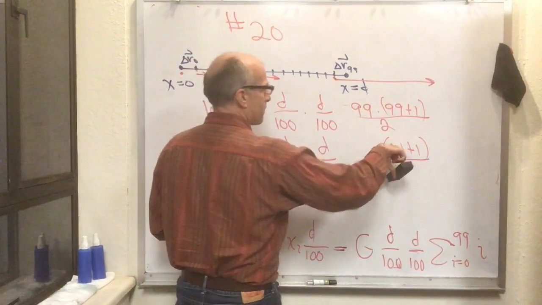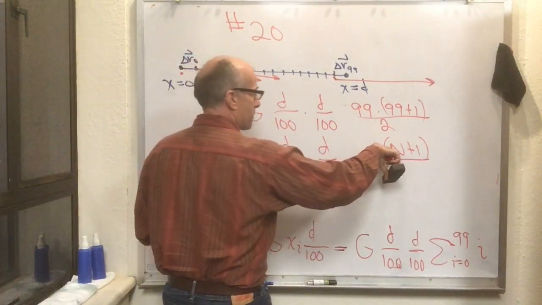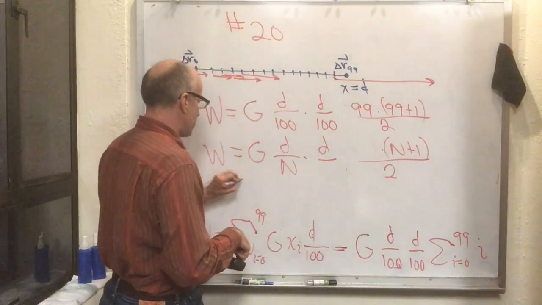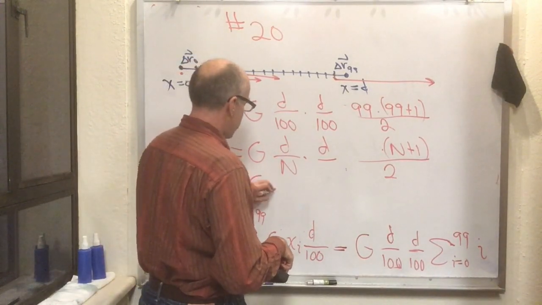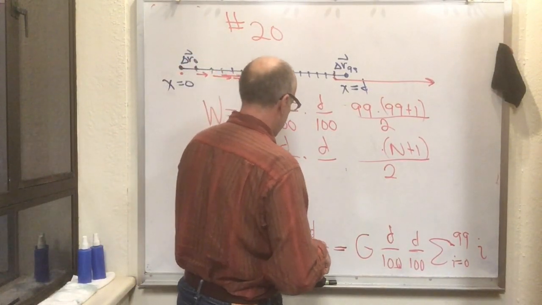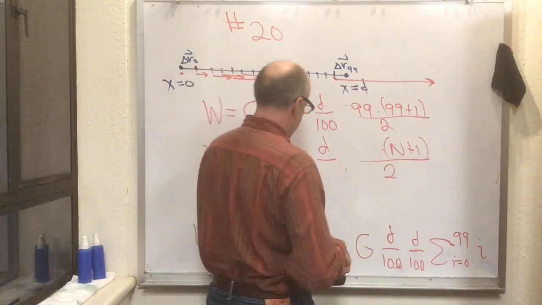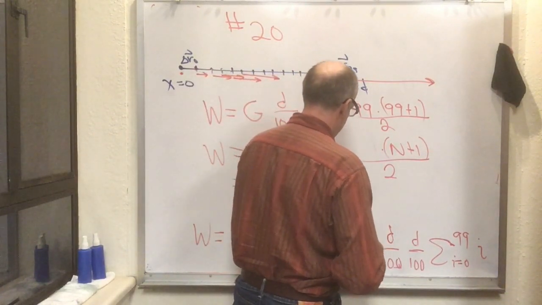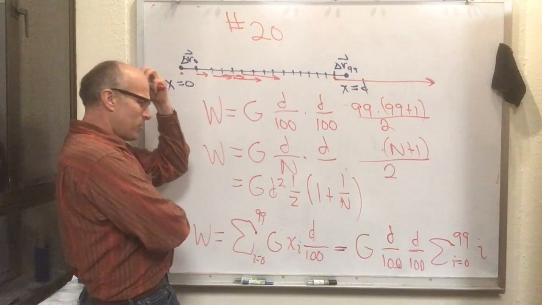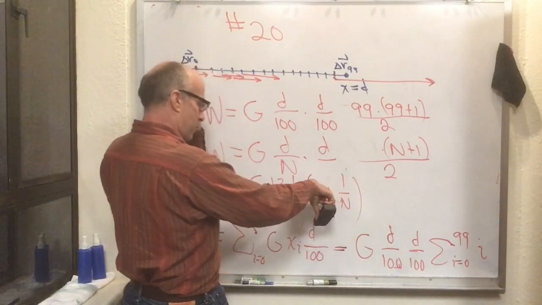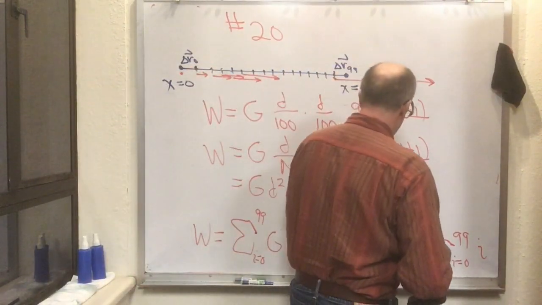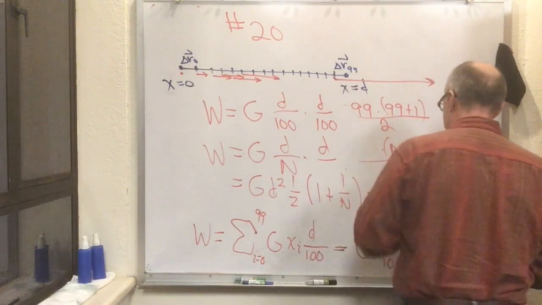If N is getting absolutely huge, this other thing becomes N plus 1 over N, which you can write as, well, we've got the g, we've got the d squared, we've got the half. N plus 1 over N becomes 1 plus 1 over N. And in the limit that N is huge, this term becomes negligible. So this is 1 half g d squared.